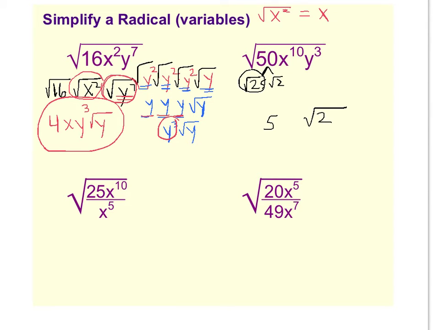Alright, now we have the square root of x to the 10th. So again, our shortcut: how many x squareds fit into the x to the 10th? There are 5 of those that fit in, so it's going to be x to the 5th power.